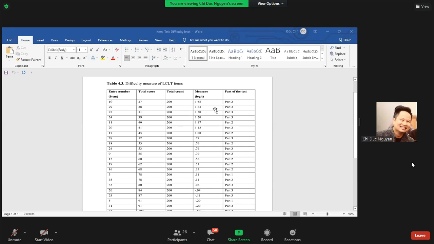Okay, and you can compare with the parts of the test over here. In the previous slide, as I said, part number 1 is going to be the easiest one. Part number 2 is going to be the moderate one. And part number 3 is going to be the most challenging one. And does this actual difficulty level here support that claim?